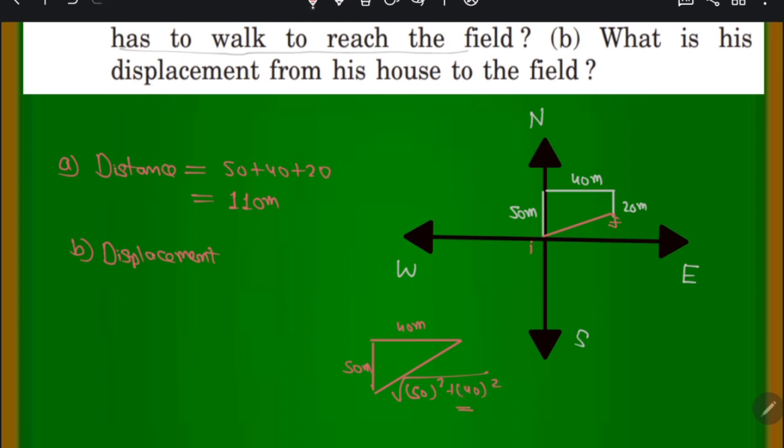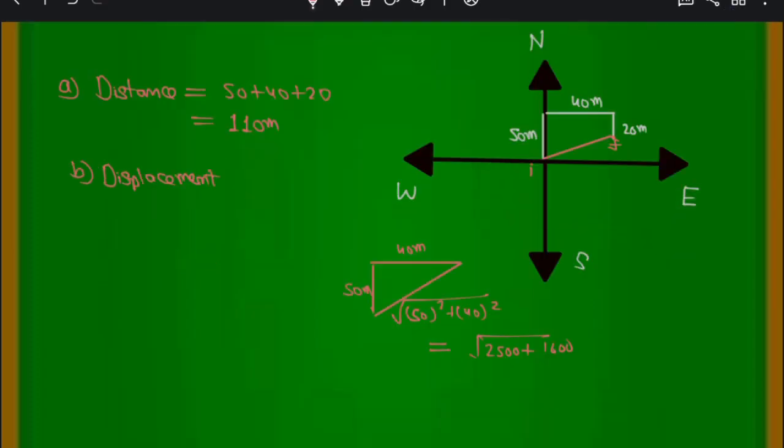So this comes out to be 50 into 50, that is 2500, plus 40 into 40, that is 1600, right? 1600 plus 2500. Okay, just 1 minute. I think I made a mistake. Just 1 minute.